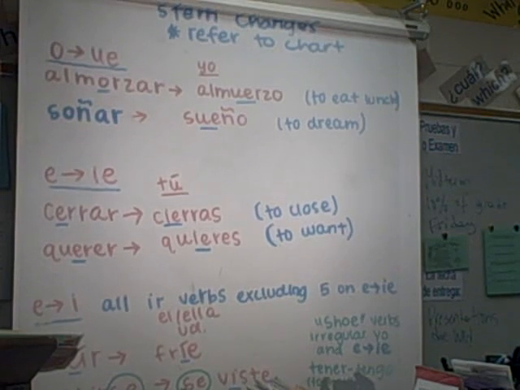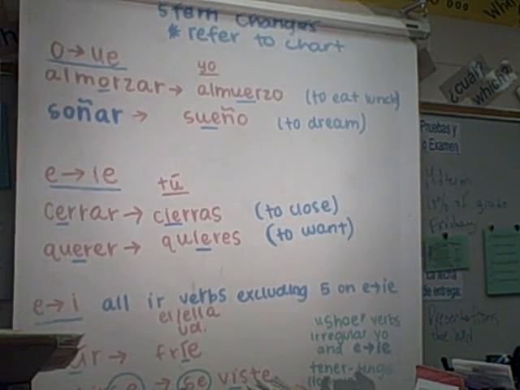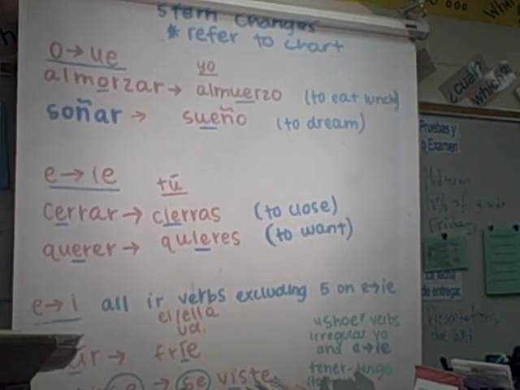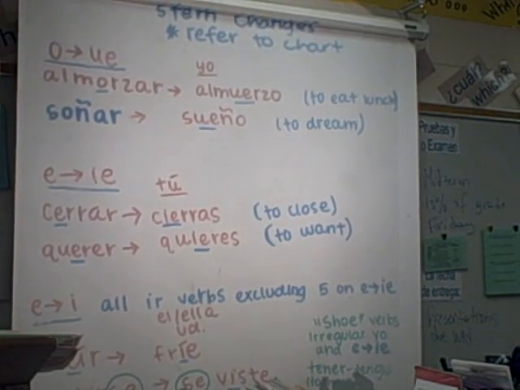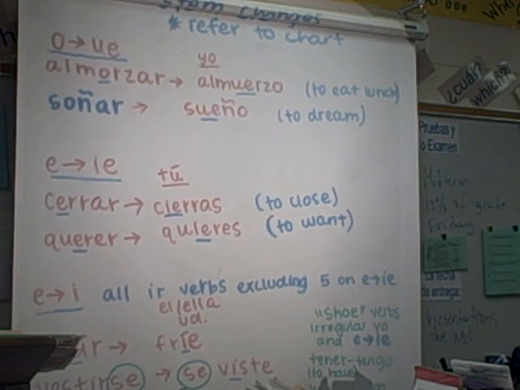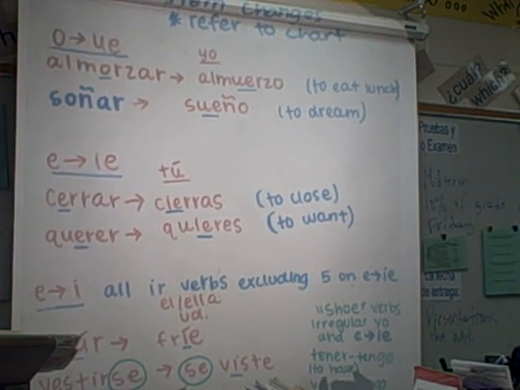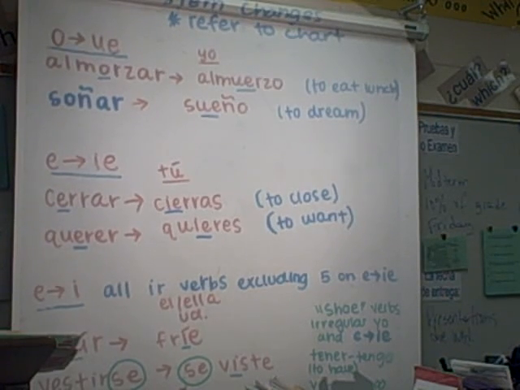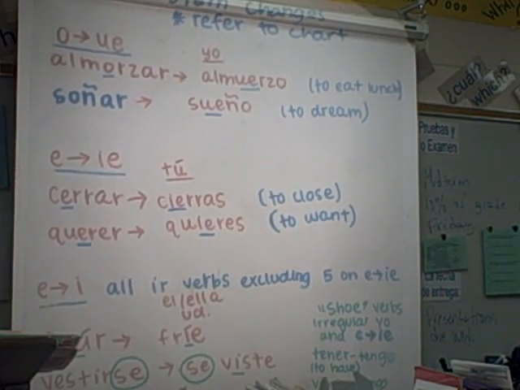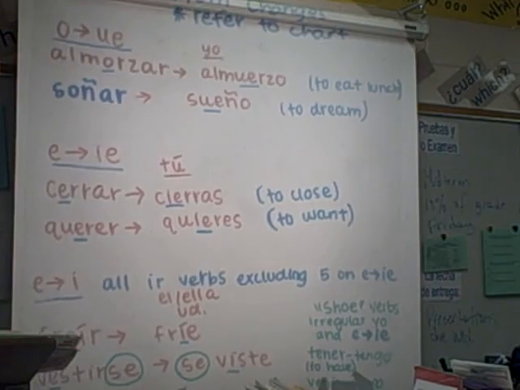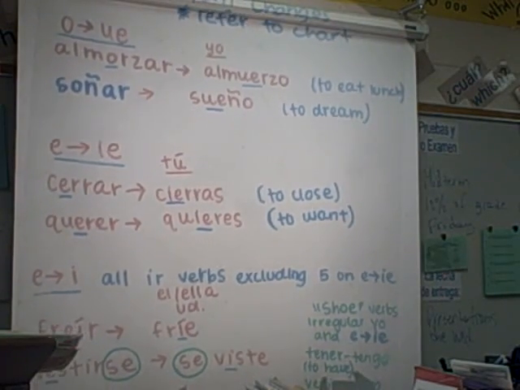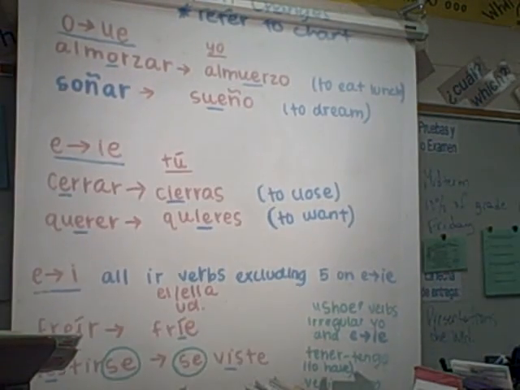Here's your review. Okay, so stem changers, well, we didn't put all the words that have the changes, so you can refer back to the chart. But we have three changes in present tense form: O to UE, E to IE, and then E to I. And so almorzar is to eat lunch. It changes, for the yo form, to almuerzo, so the O changes to UE.